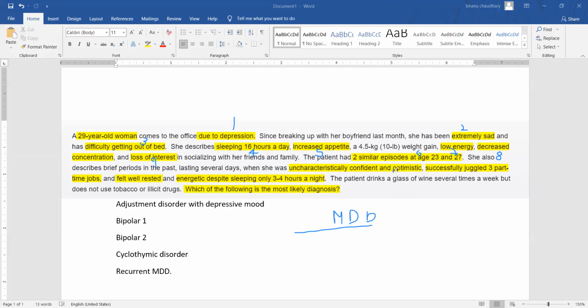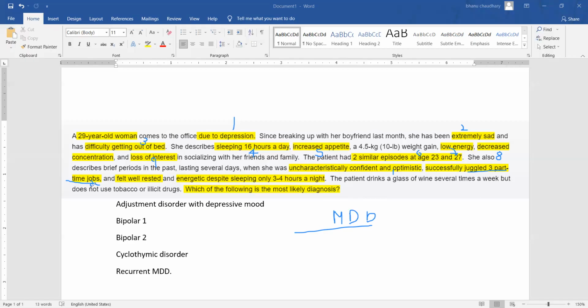One symptom. Successfully juggled 3 part-time jobs. Very well rested, energetic despite sleeping only 3 to 4 hours a day. Now see, here in this scenario, the patient is either having a manic or a hypomanic episode. Now, how to differentiate whether she is having a manic or a hypomanic episode? It is by looking that she has successfully juggled three part-time jobs, right? So this episode is actually helping the patient, right? Yes. While in case of a manic episode, it actually causes distress to the patient.